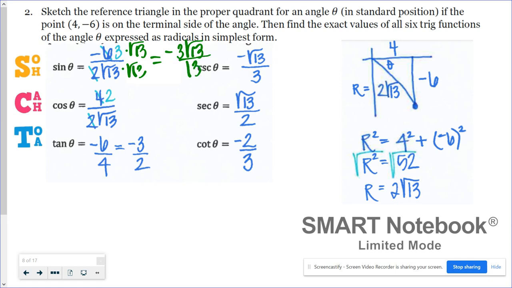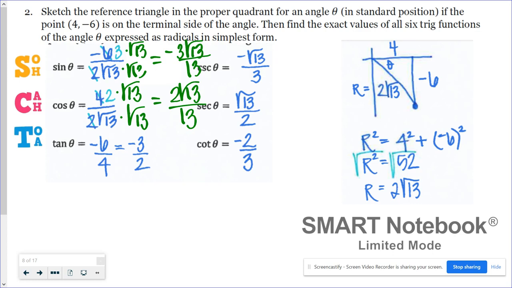So notice for cosine, I originally had 4 over 2 root 13. The 4 and the 2 can cancel out, giving me 2 over the square root of 13. And then I have to rationalize that because I can't go leaving the square root of 13 on the bottom. So I end up with 2 root 13 over 13. Okay, so simplifying, that's the worst part of these problems.